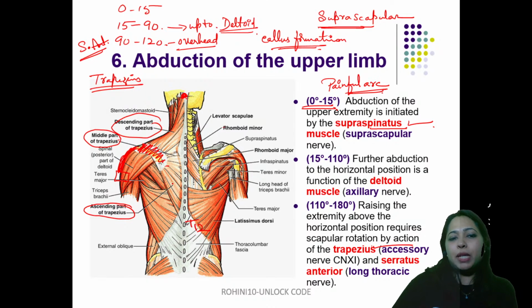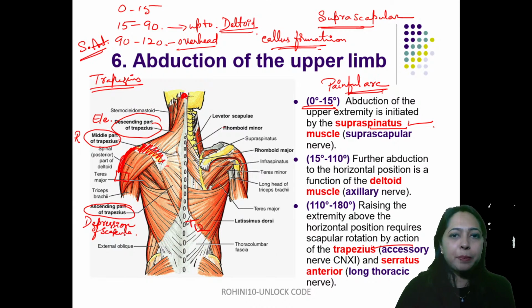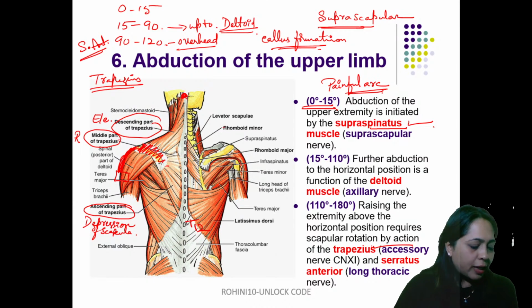Lower fibers, you can see, middle fibers help in retraction. This one helps in elevation of the scapula. This one helps in depression of the scapula. They all work on the scapula. Because why? Because they're attached to the handle of the scapula, that is the spine of the scapula. All right, next one.